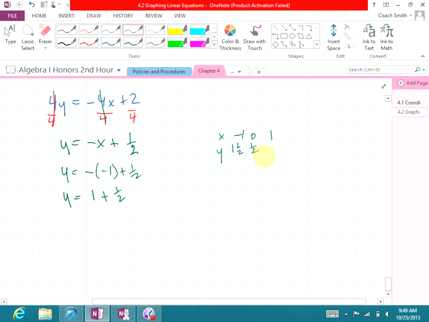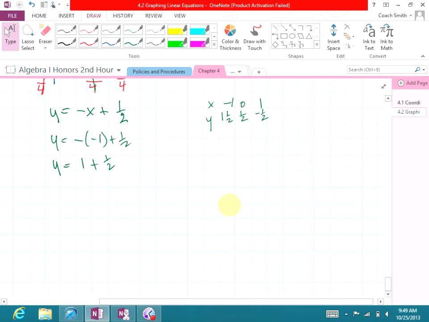Okay? And then the next one would be negative. No, it would be negative half, because of this. Y equals negative, and there's your 1 plus a half. So that would be negative 1 plus a half, which is negative half.